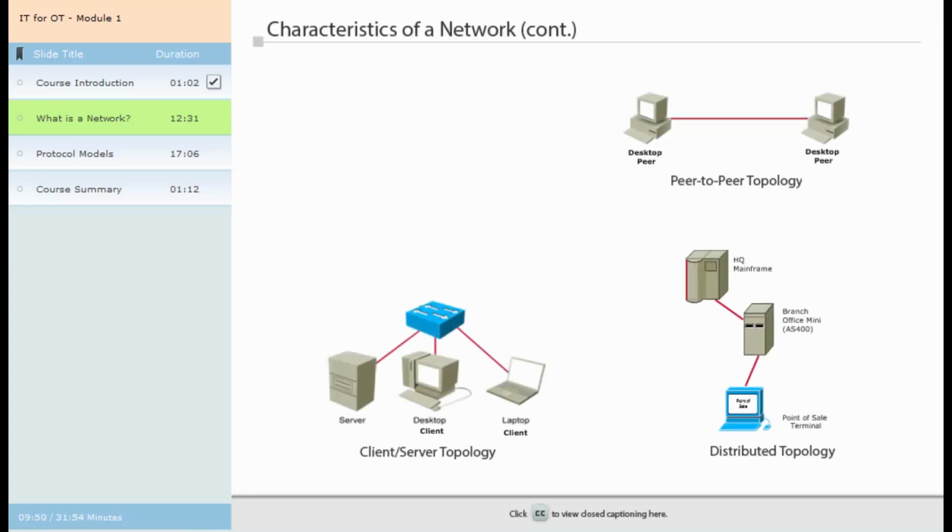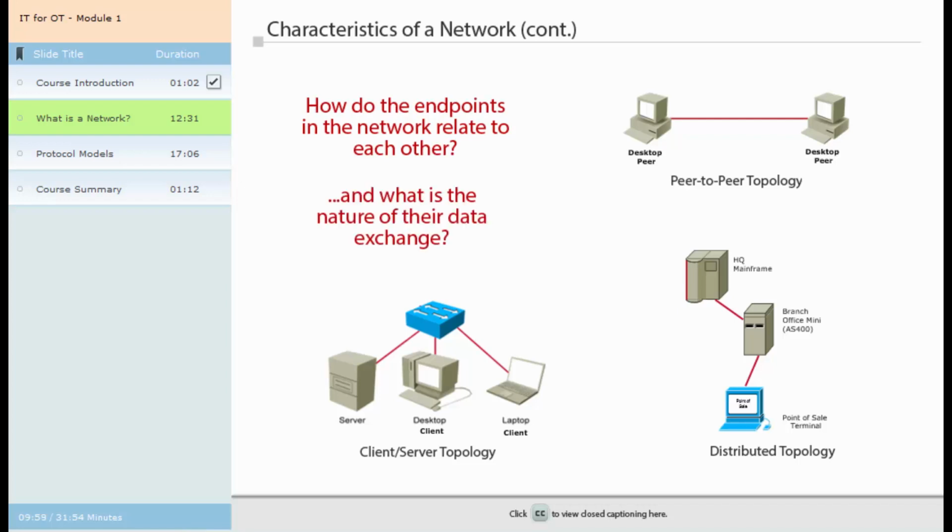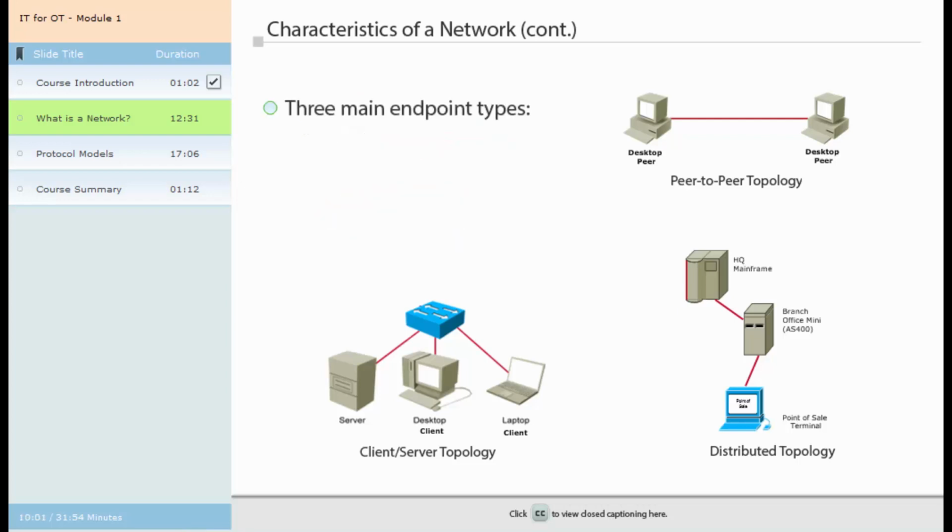In addition to the general characteristics of the network just mentioned, there is the additional characteristic of how the endpoints in the network relate to each other and the nature of their data exchange. There are three main types of endpoint interactions, which define a network. In a peer-to-peer relationship, the two independent PCs can exchange files directly with each other.